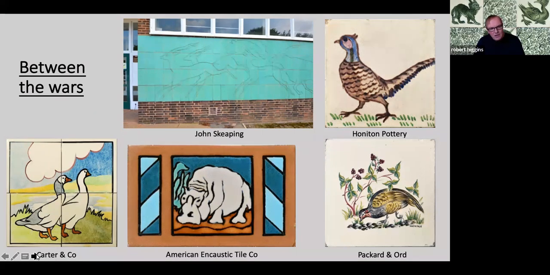Carter and Co., bottom left, produced a number of animal designs in this period. That's one of a series of farmyard scenes by E. Strickland. And what I'm not showing you, apologies, is that Edward Bawden, the well-known illustrator and designer, also produced a series of tiles for them, some of which just had animals. But I think that the star of the show in the interwar years is a one-off design by John Skeaping, who I think was the first husband of Barbara Hepworth.